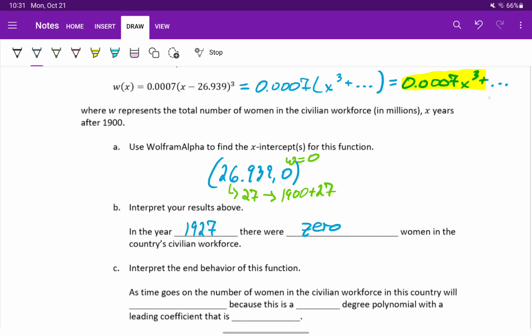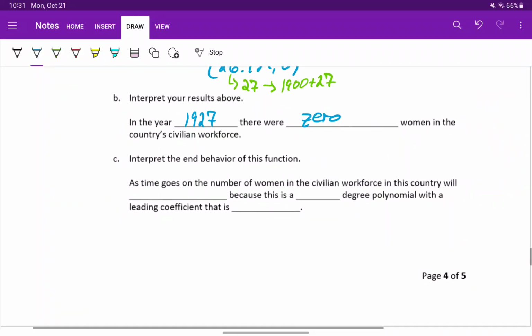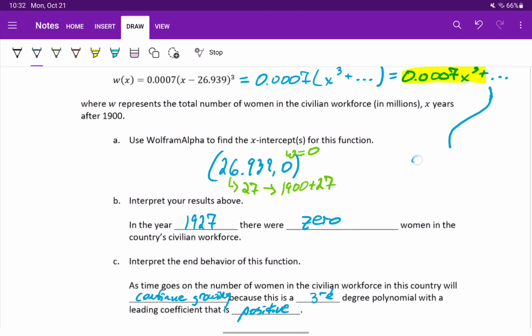We know that it's an odd degree, so our curve is going to look like this. And our value for a is greater than 0. So that means that based off this function, the number of women in the workforce will continue growing because this is a third degree polynomial with a leading coefficient that is positive. So what we're really saying there is as x approaches positive infinity, our function W of x will also be approaching positive infinity.